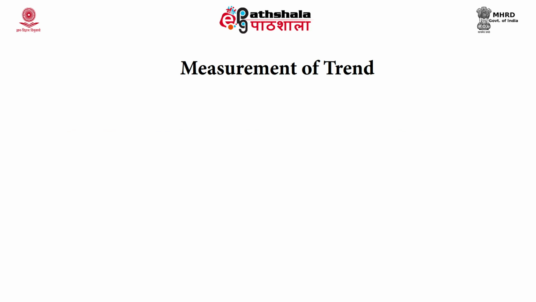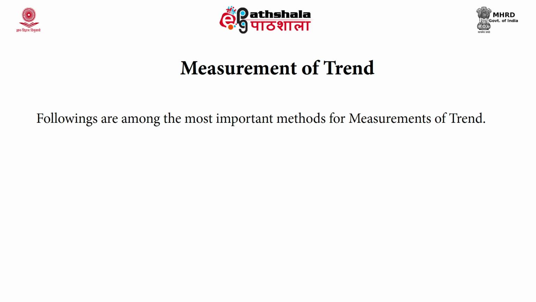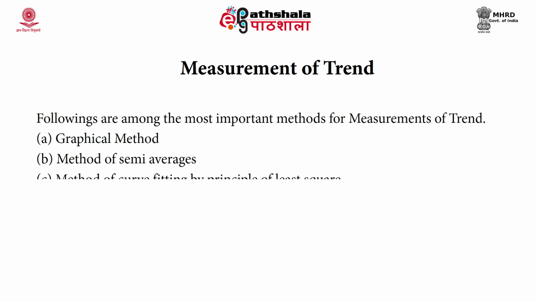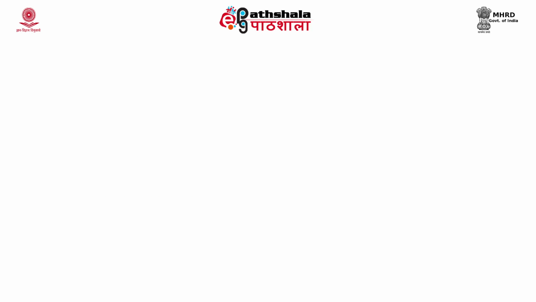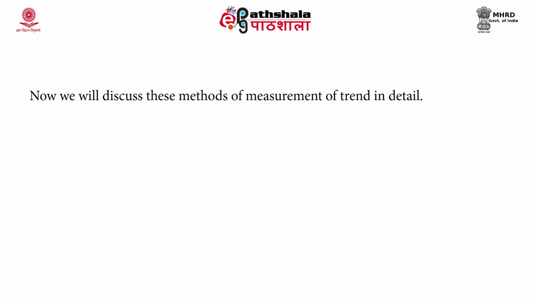Now come to measurement of trend. Following are among the most important methods for measurement of trends. First is the graphical method, second is the method of semi averages, third is the method of curve fitting by the principle of least squares, and fourth is the method of moving averages. Now we will discuss these methods of measurement of trend in detail with examples.